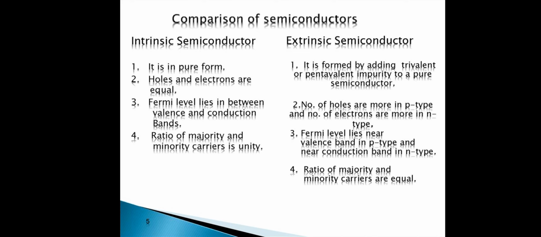It is intrinsic semiconductor. It is in pure form. Holes and electrons are equal. Fermi level lies in between valence and conduction band. Ratio of majority and minority carriers is unity. In extrinsic semiconductor, it is formed by adding trivalent or pentavalent impurities to a pure semiconductor. Next, the number of holes is more in p-type and the number of electrons is more in n-type. Fermi level lies near the valence band in p-type and near the conduction band in n-type. Ratio of majority carriers and minority carriers is not equal in extrinsic semiconductor.